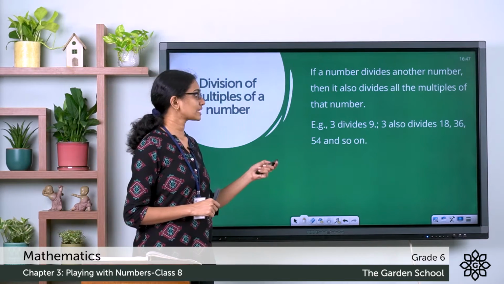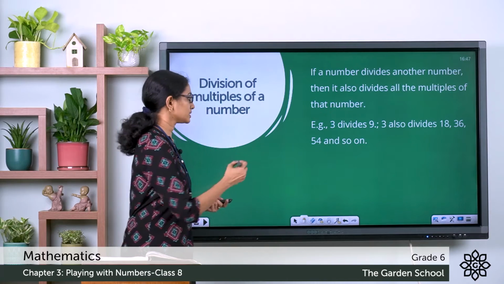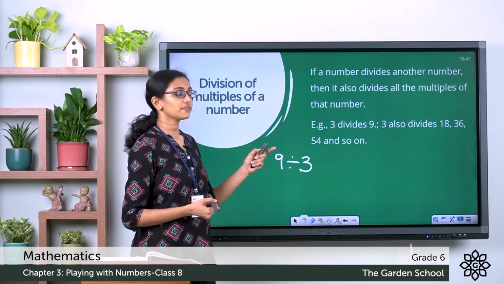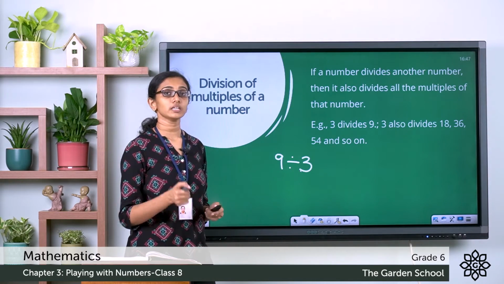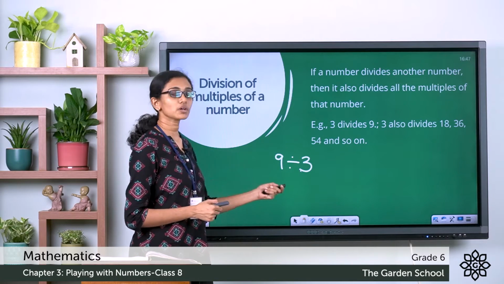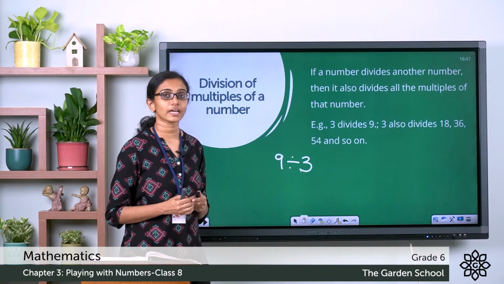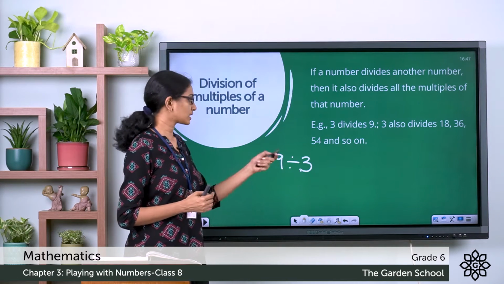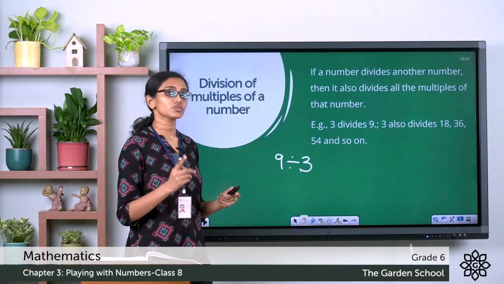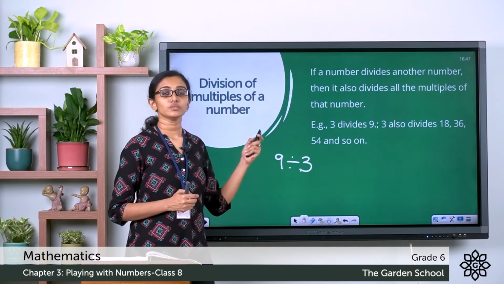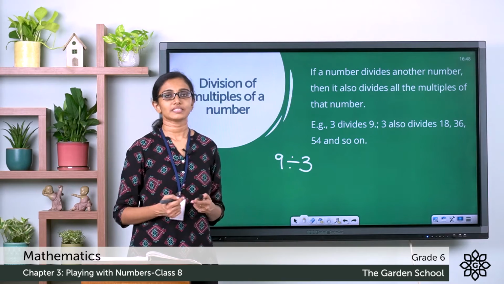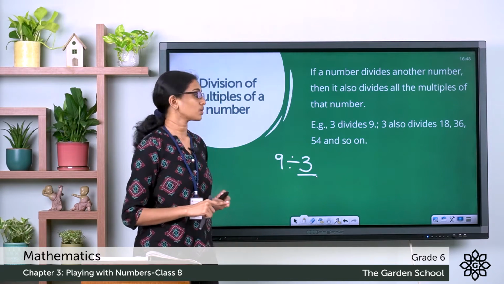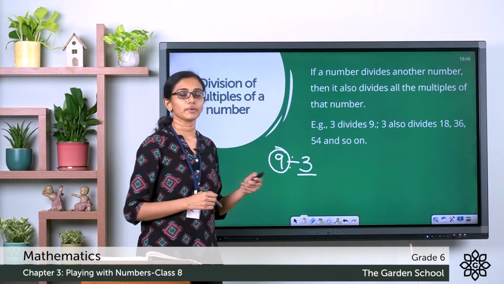For example, 3 divides 9, which can be written as 9 divided by 3. So if 3 divides 9, then 3 should also divide all the multiples of 9. Which are the multiples of 9? 9, 18, 27, 36 and so on. So this rule states that if a number divides another number, then it will also divide the multiples of that number.